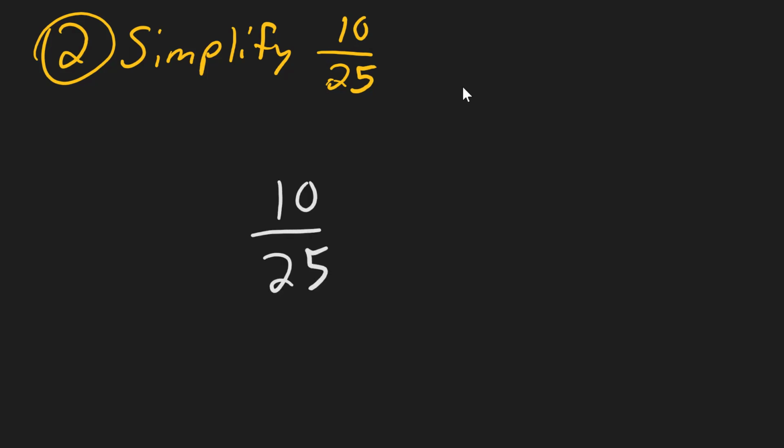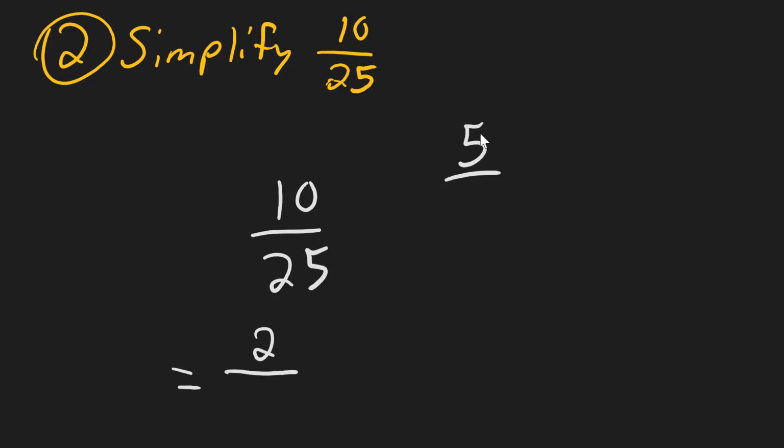The first question we ask is, what is the biggest number that multiplies into both 10 and 25? And the biggest number that multiplies into both 10 and 25 is 5. And then the next question we ask is, how many times does 5 multiply into 10? Well, 5 multiplies into 10 twice. 5 times 2 equals 10. So we can write a 2 in the numerator.